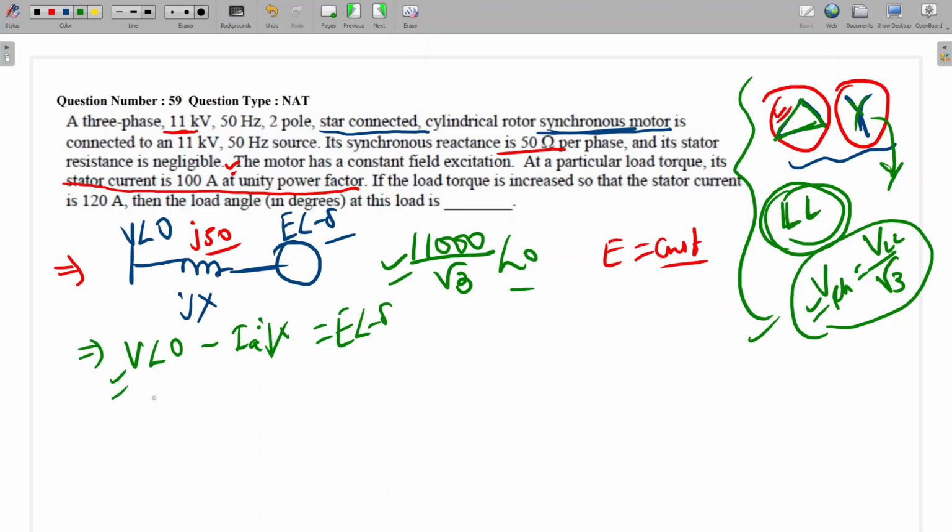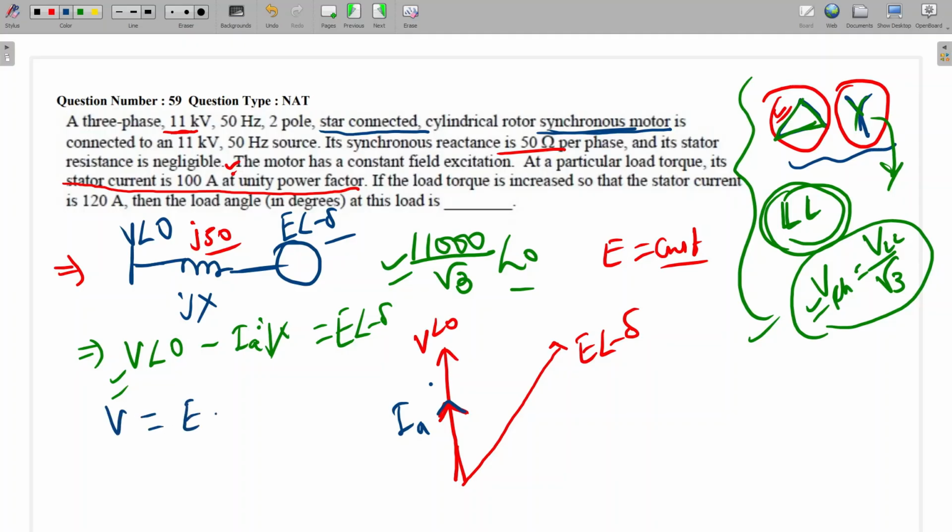So V I am taking as a reference. Okay, so V will be the reference. This is V at angle 0, and this is E at angle minus delta. And unity power factor means current will be in phase with the voltage. So this will be the IA summation here. So V will be equal to E plus IA XS.